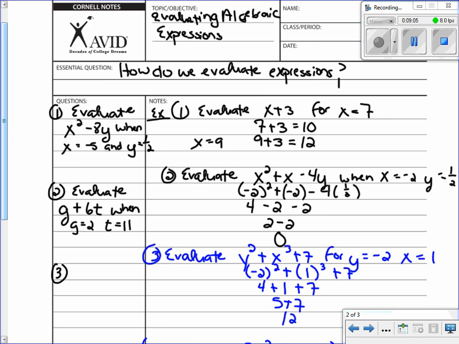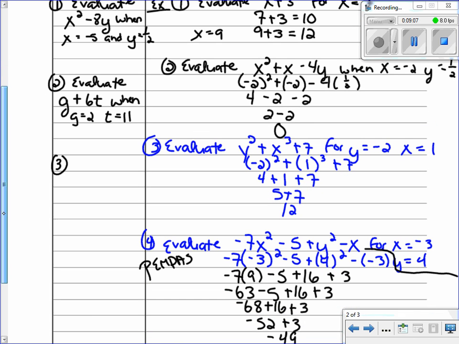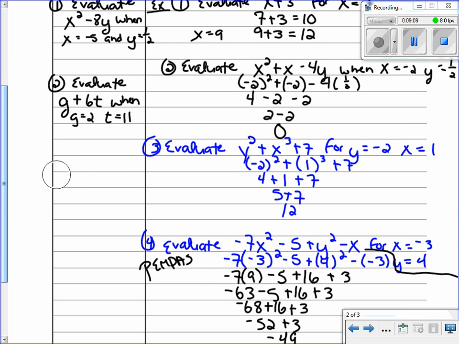And the last one that you need to be able to solve, give yourself some space here. The quantity of 2t plus 3g divided by 4. And those are going to follow the same rules as before. G equals 2 and t equals 11.